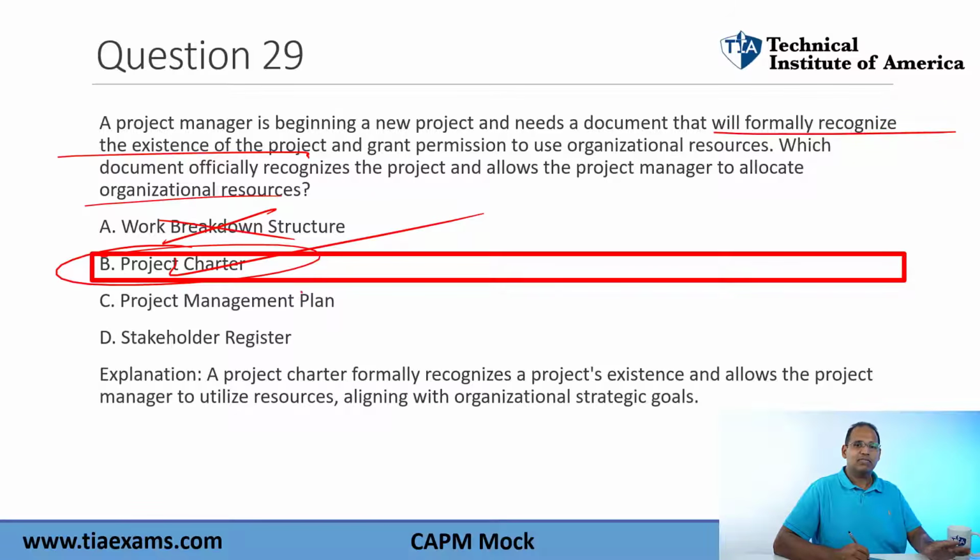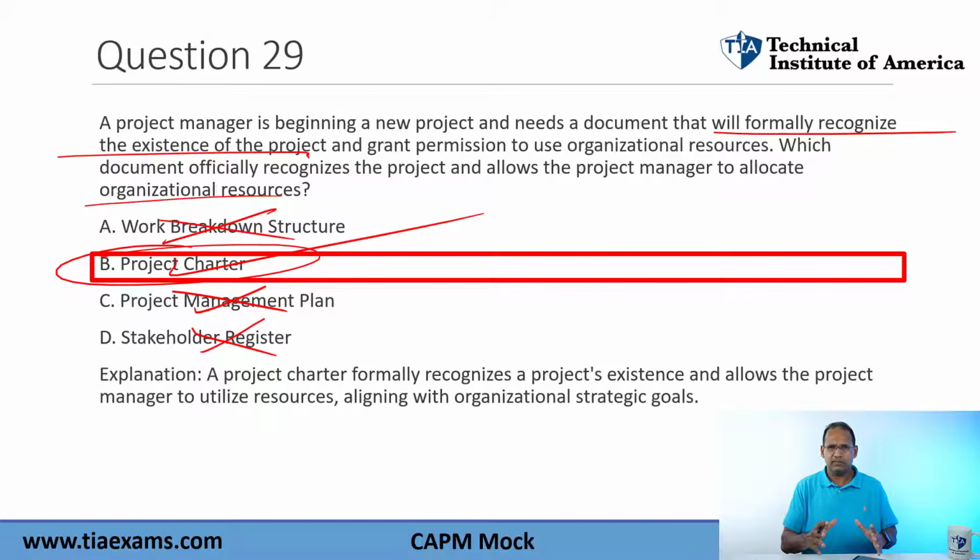The project management plan tells you how to execute, monitor, and control the project. It doesn't actually authorize the project. The stakeholder register just gives me a listing of all the stakeholders making the project charter the best answer in this one. Make sure you know the difference between all the different project documents. Remember, there's 33 documents, 18 components of a PM plan. Make sure you know the difference between all of those things before walking into your exam room. I did cover all of them in the class.